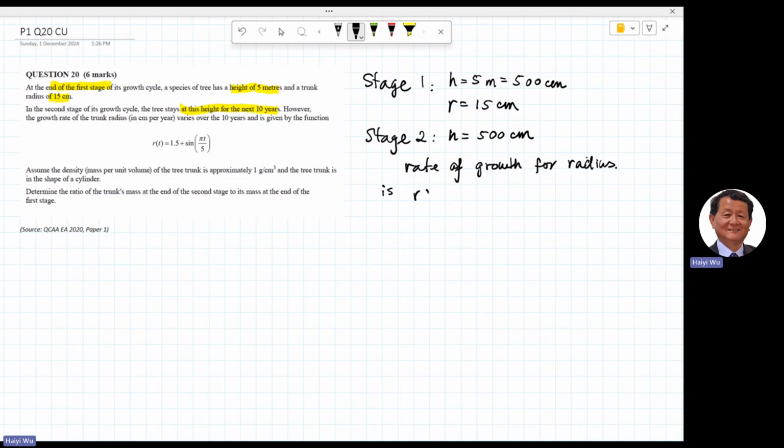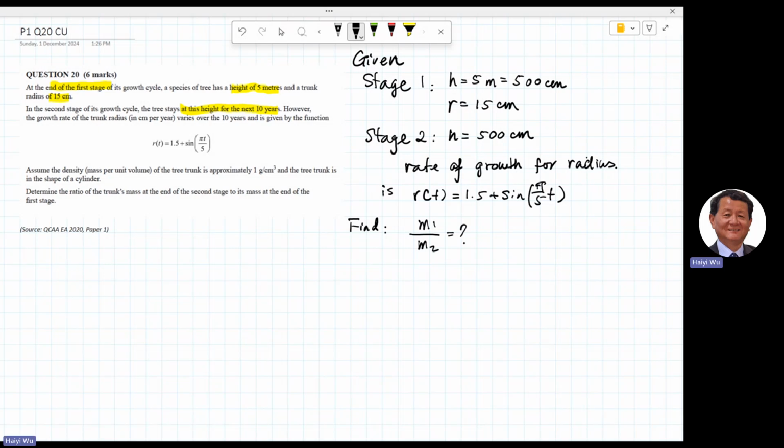It is using this formula, called little r dash of t, that's a rate, 1.5 plus sine pi over 5t. So that's the formula for the growth rate. This is the given information. So we need to find the mass of stage 1, we call M1, divided by the stage 2 mass.